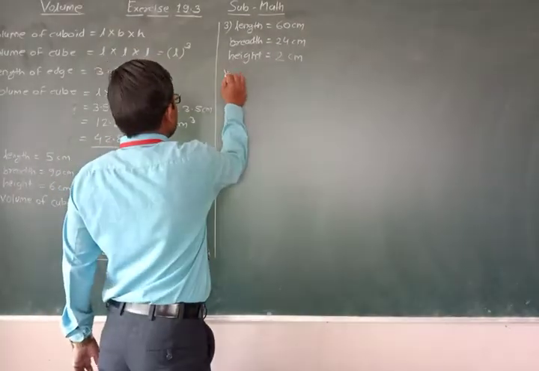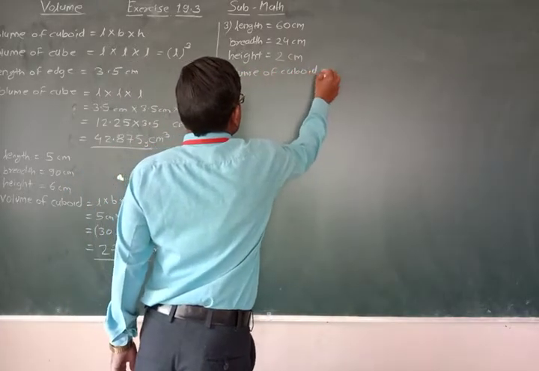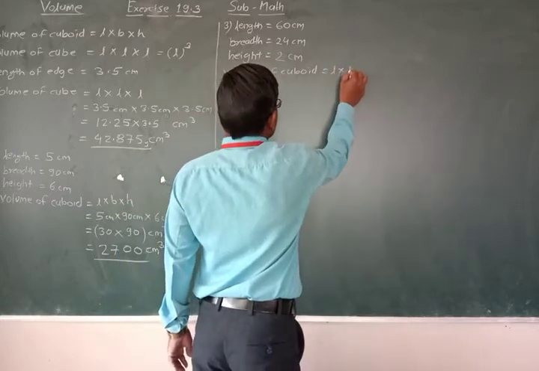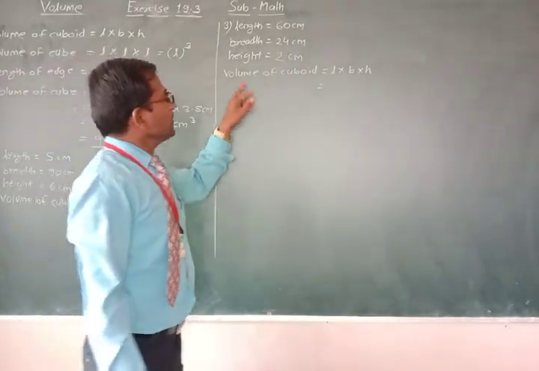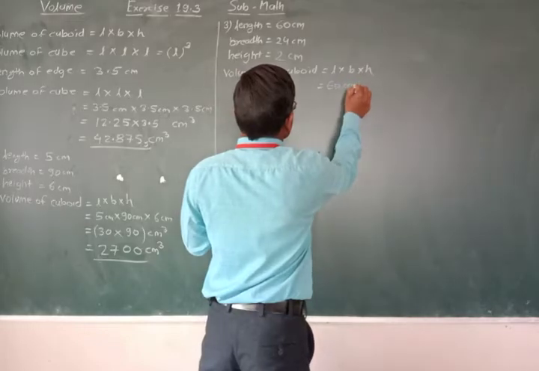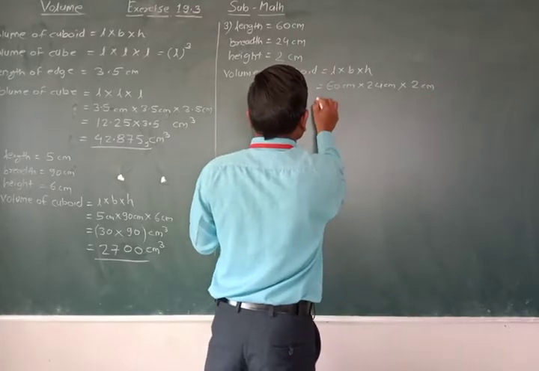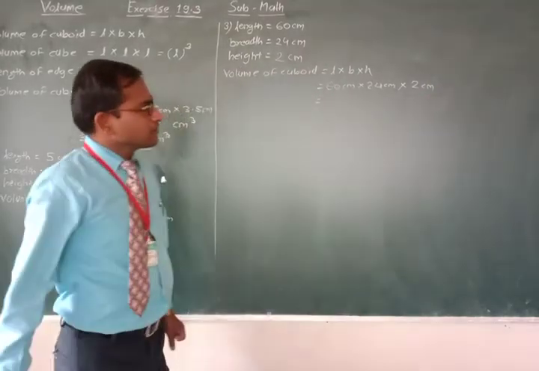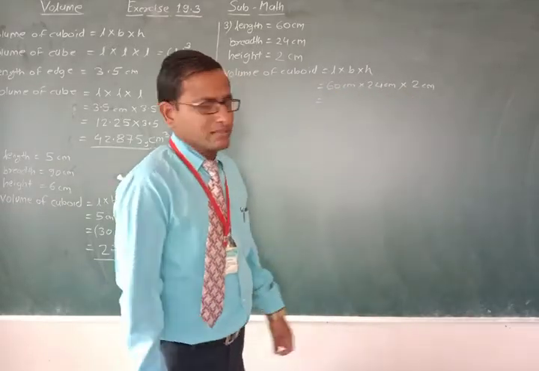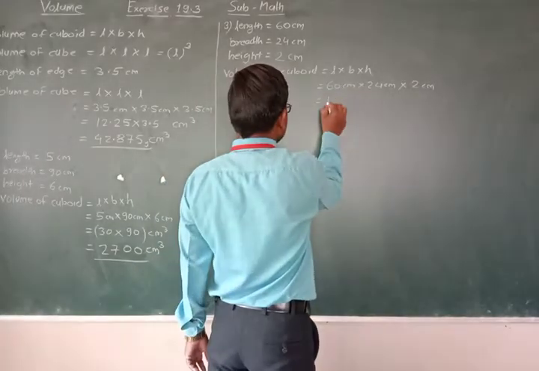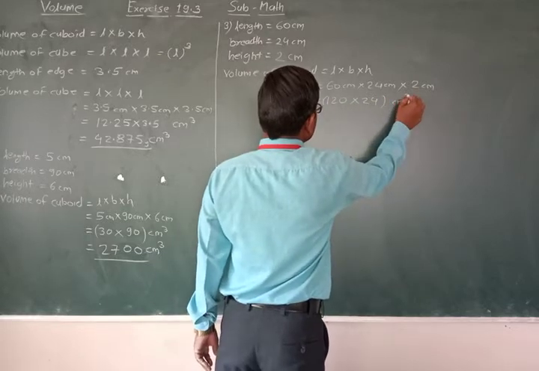Then write down formula. Volume of cuboid is equal to length multiplied by breadth multiplied by height is equal to L is 60 centimeter, 24 centimeter and 2 centimeter. 60 multiplied by 2, 120. 6 2s are 12, 6 to the 12. 120 multiplied by 24 centimeter cube.